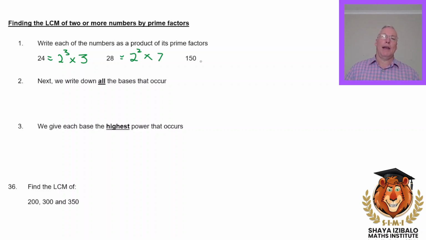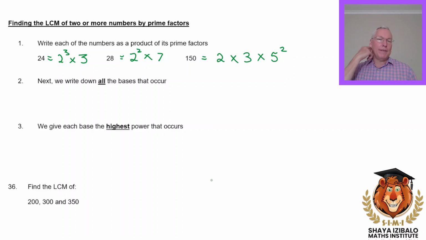And 150 is actually 3 lots of 50. But 50 is 2 lots of 25. And 25 is 5 squared. So there's 150. Now what we're going to do this time, because we want numbers that these numbers will divide into. And in order, let's just think about that.